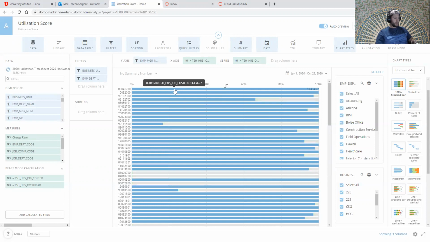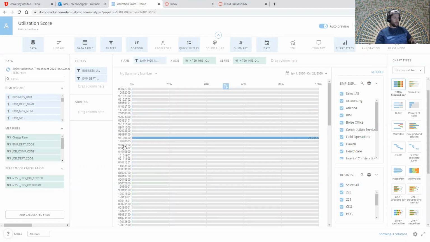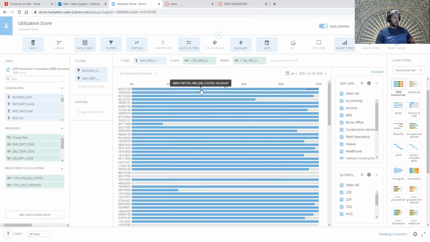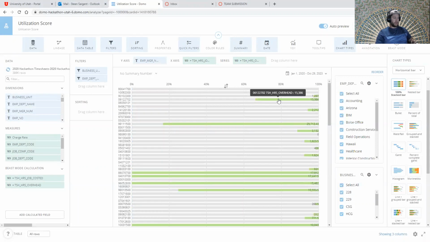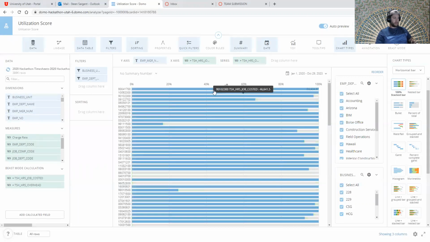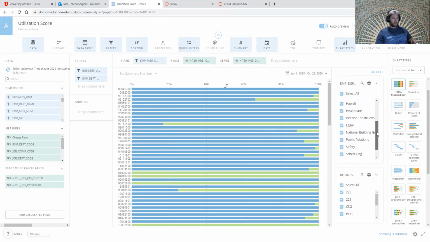On this one, we have all of the managers on the side here. In blue is the time allocated to job costed. In green is overhead. We can see the split between when the managers were charging to overhead or job costed. We filtered out all of the LCC things from the business department per Professor Chong. And then we have all of our departments on the side here, so we're able to dig into those a little bit more with that filter.